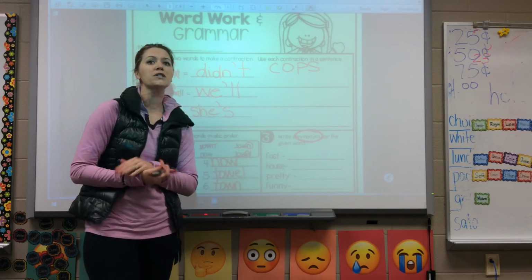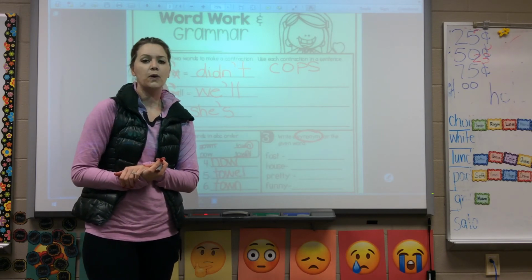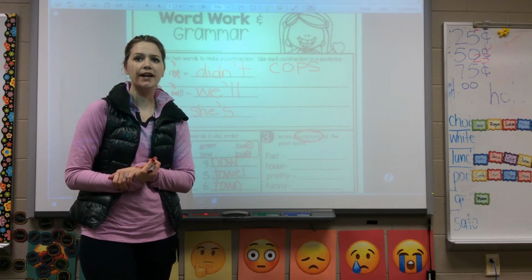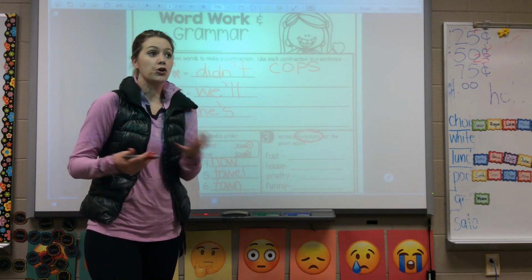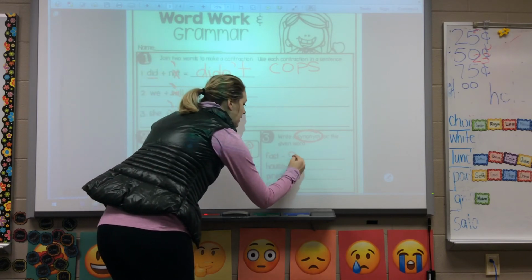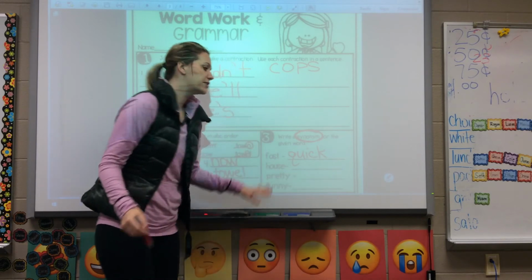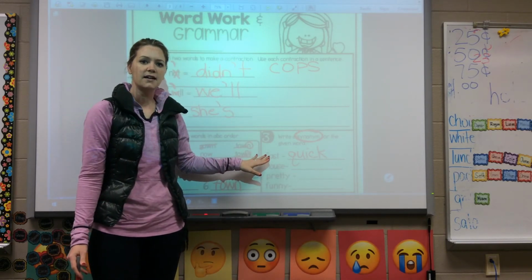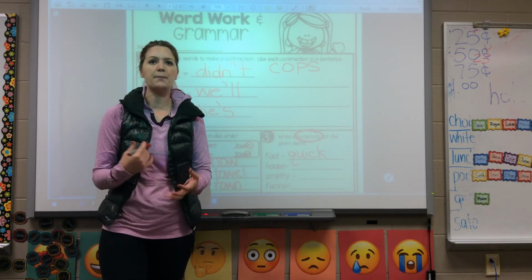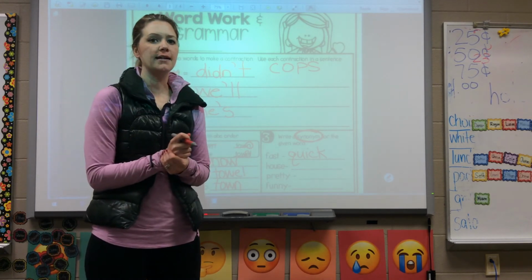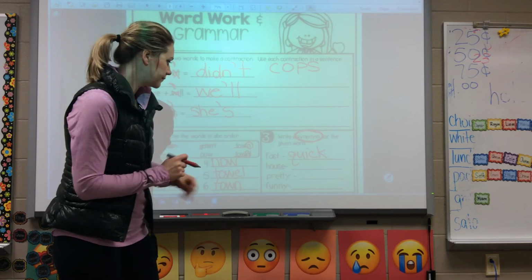Fast. The horse was very fast. What is another word we could use for fast? The horse was very quick. Quick is what I came up with. Now, maybe you came up with something else. Do you think there's other synonyms for fast? Of course there is. So if you came up with another word that means fast or quick, then go ahead and put it on the line.